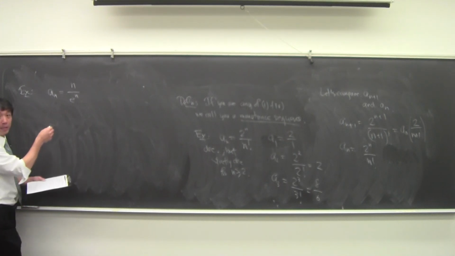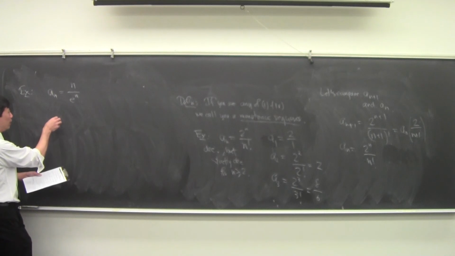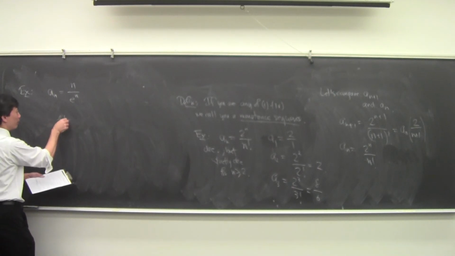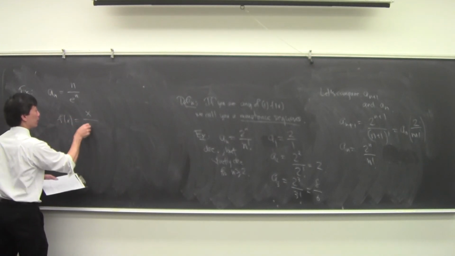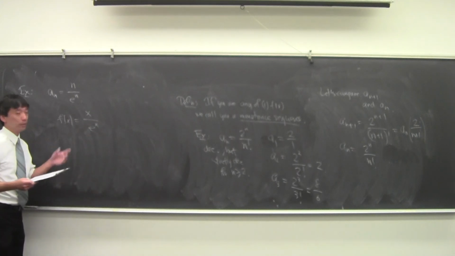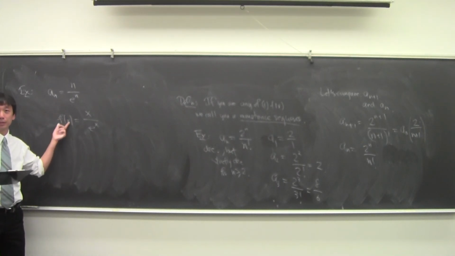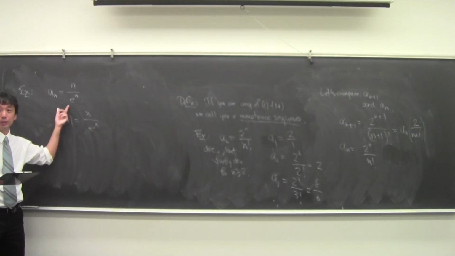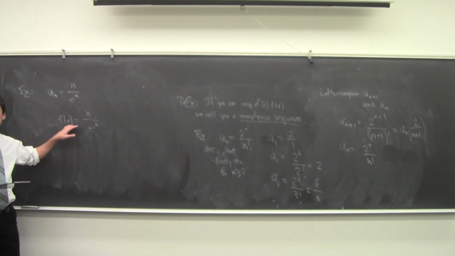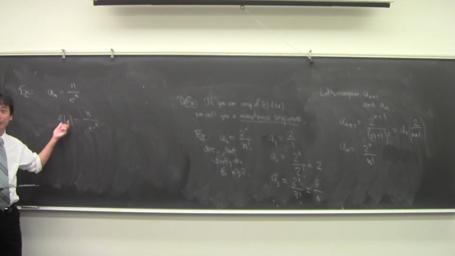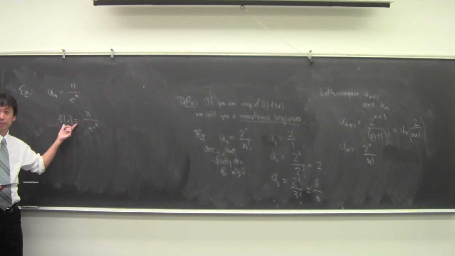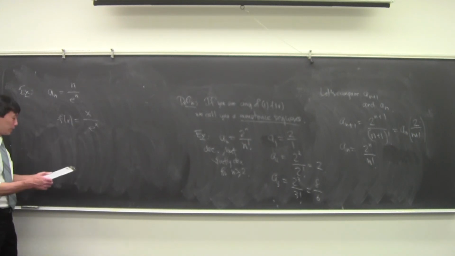Okay. So here's one way to see it a little bit more mathematically. You'd say, well, look. Here's a function that agrees with my sequence at the natural numbers. Now I want to see that this function is decreasing. How am I going to see that this function is decreasing? By taking the derivative, exactly.